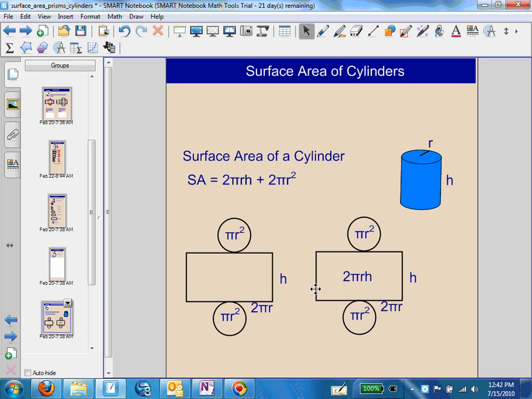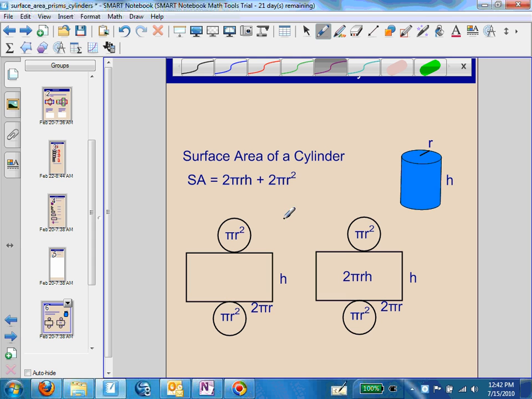Next, we're going to talk about surface area of cylinders. A cylinder has two bases that are circles instead of polygons, and they are parallel to one another and congruent as well. So the formula that you'll need to know is that the surface area equals 2 pi r h plus 2 pi r squared. To help you understand where this formula comes from, to make it easier to remember, let's break down the picture.